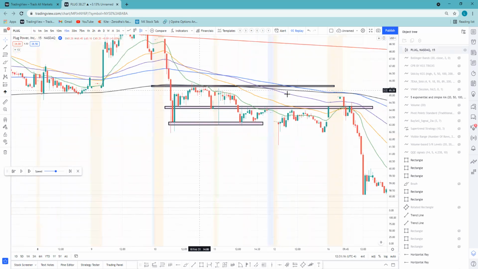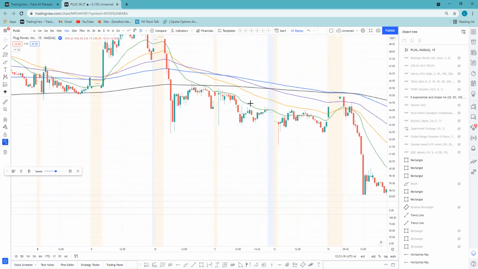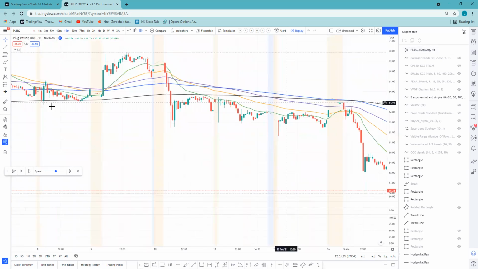Let me just mark this support, the black one, as 400. Once you know that 400 is providing support on the 15 minutes and that 400 is broken, then the 400 is going to act as your resistance. When the 20 is broken, 20 is going to act as a resistance. So you don't want to go long when the 400 is not providing support for the smaller time frame as well, because this is a 15 minute chart.